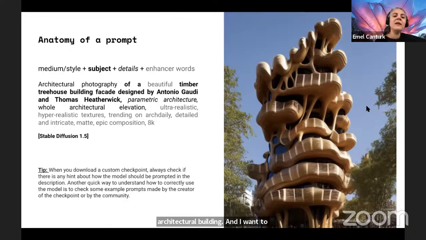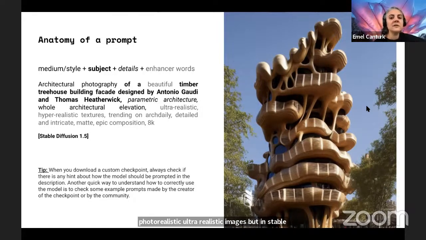But the main difference is about enhancer words. In Midjourney, I would never use something like beautiful, ultra-realistic, hyper-realistic textures, epic composition or 8K, because they do nothing in Midjourney. Midjourney already gives me realistic, photorealistic, ultra-realistic images. But in Stable Diffusion, I advise you to use such enhancer words.